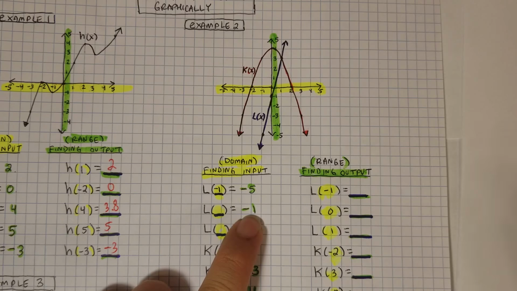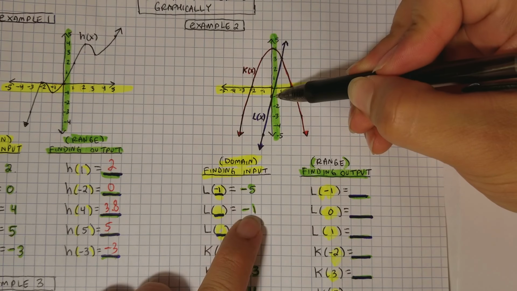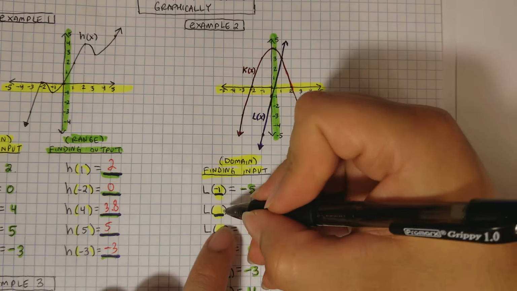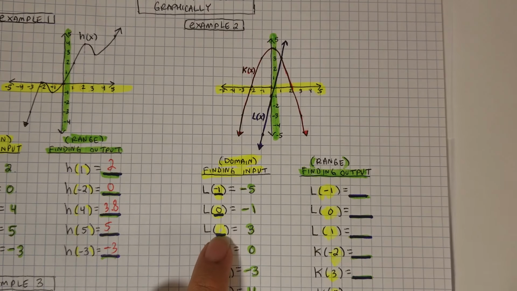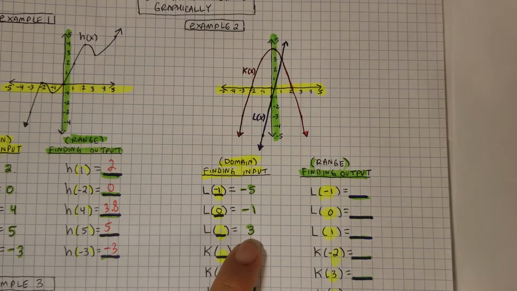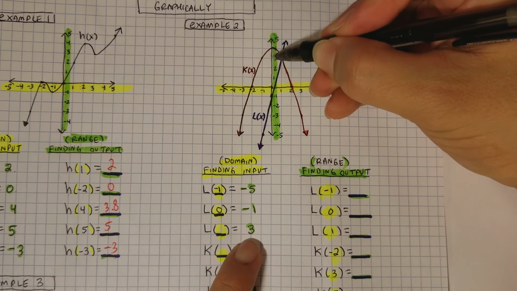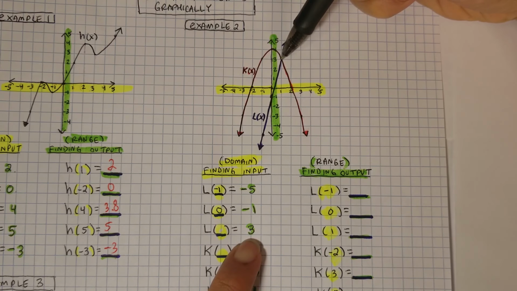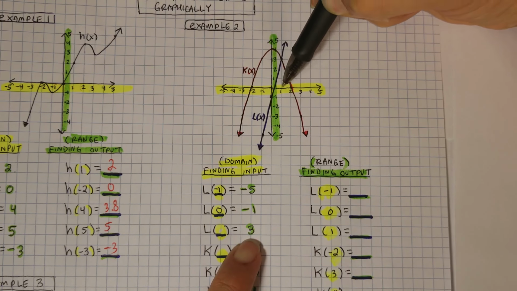Next one, at -1, what is the value of the L function? Well, for the L function, the input is going to be right at x equals 0. I'm going to put 0 right there. At y equals 3, what is my value of the L function? At y equals 3, I'm going to have to go to the right a little bit. The input value for that L function would be 1.